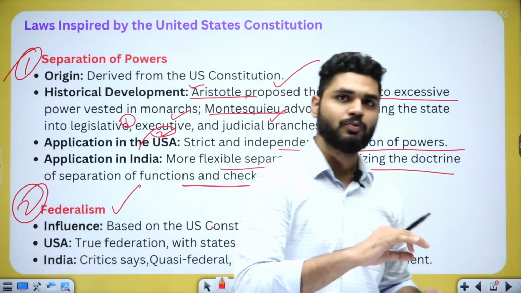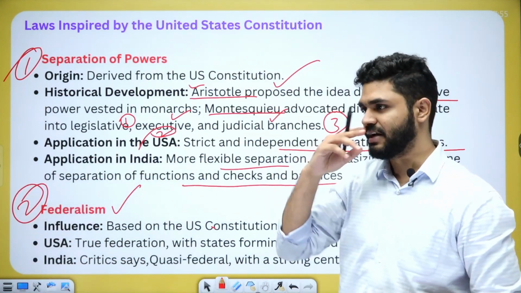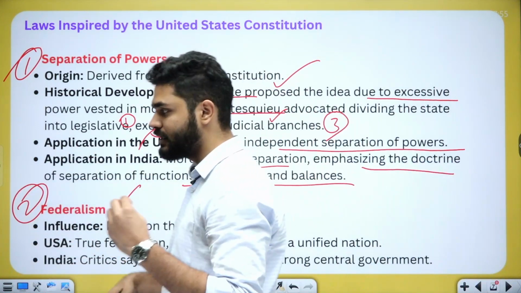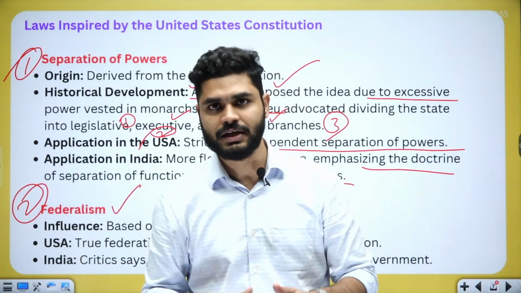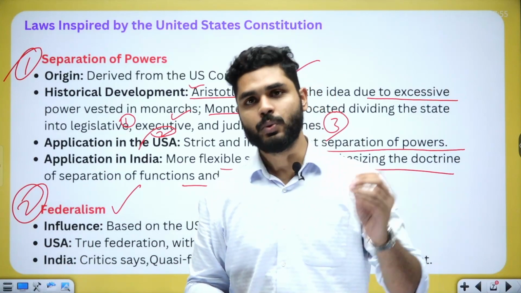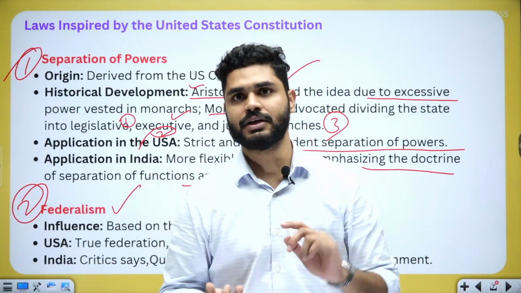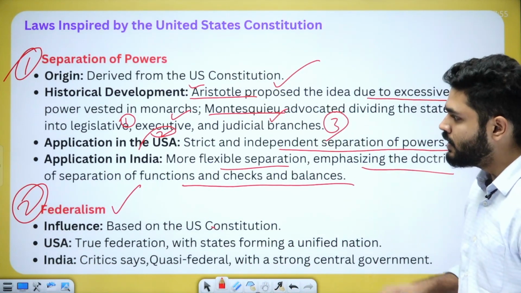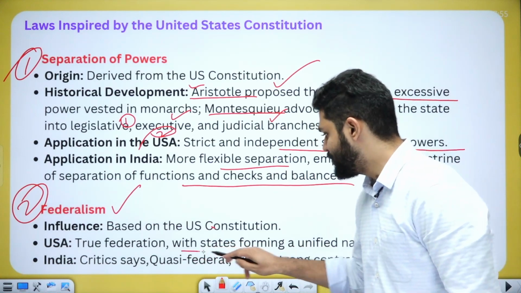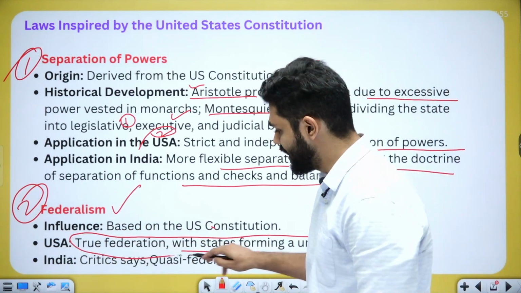But the people who migrated from Britain to northern America settled there, and then the whole colonization of America started. There were different colonies which eventually came together and made a united country called the United States of America. Okay, so in the USA there is true federalism, with states forming a united nation.